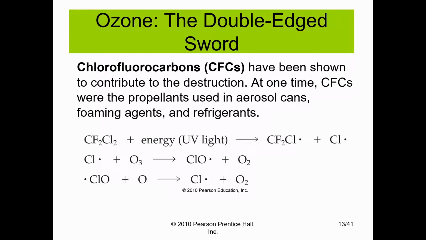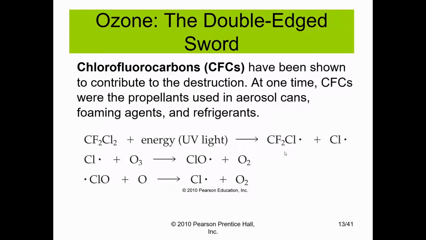Chlorofluorocarbons are molecules that used to be used as refrigerants and foaming agents. At this time, most of these chlorofluorocarbons have been banned from use because of the negative effects we're about to discuss. The chlorofluorocarbons, depicted here, one molecule CF2Cl2, can combine with the energy from the UV light to form free radicals.